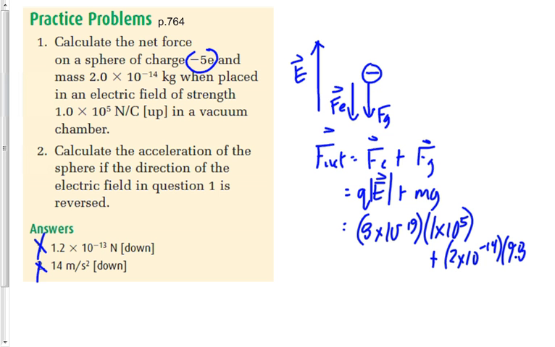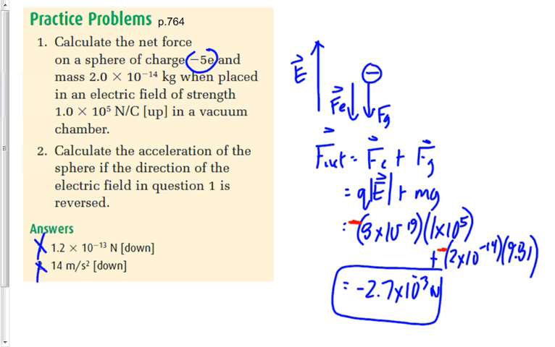We do have to worry about positives and negatives at this point, though, because we plug numbers in. This one's going to be negative because it's a downward force. This one's going to be negative because it's a downward force. It's not negative because it's a negative charge. It's negative because it's a downward force. When we calculate those numbers and then we add them together, tell me what we get there. I think it's 2 point something. .7 times 10 to the negative 3 newtons.